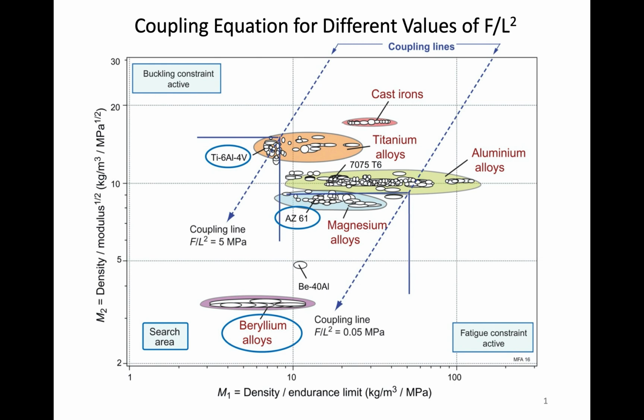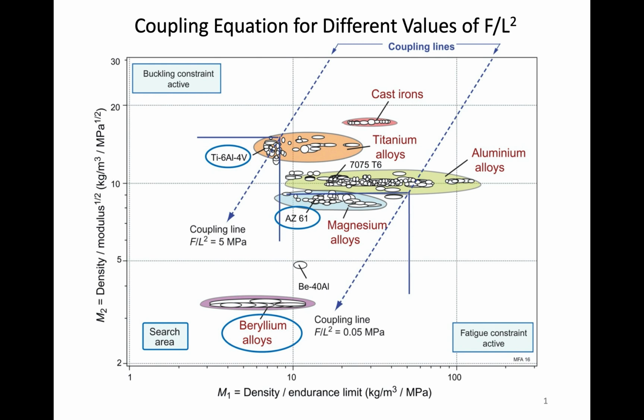So this is the plot that we're looking at. Notice that we have M2 on the y-axis, that's density over Young's modulus to the 1/2, and M1 on the x-axis, density over the endurance limit, which we called sigma sub E. The modulus is given in units of megapascals, technically the square root of megapascals, but the main thing is we are taking the gigapascals and multiplying by 1,000 to get megapascals, just to keep the units of similar dimensions, which is helpful when we do some calculations.